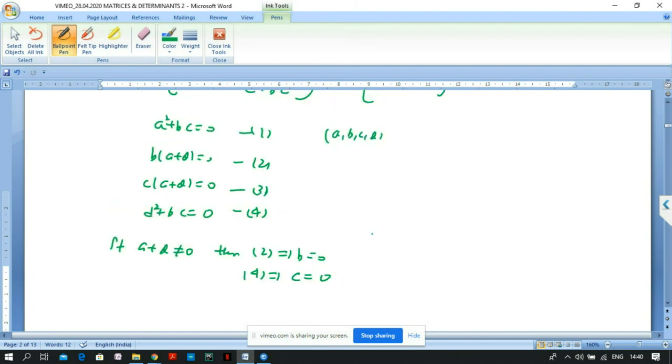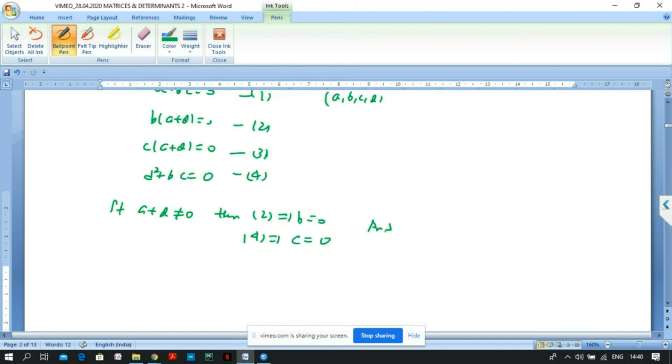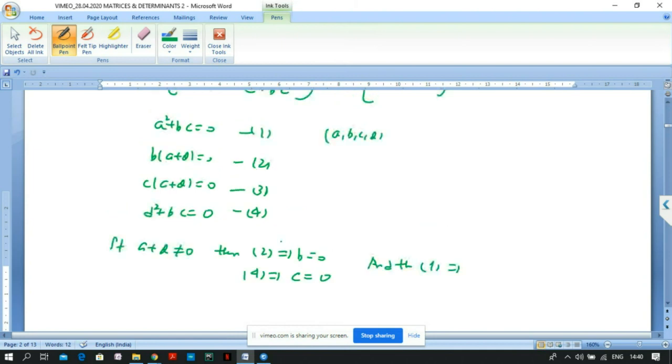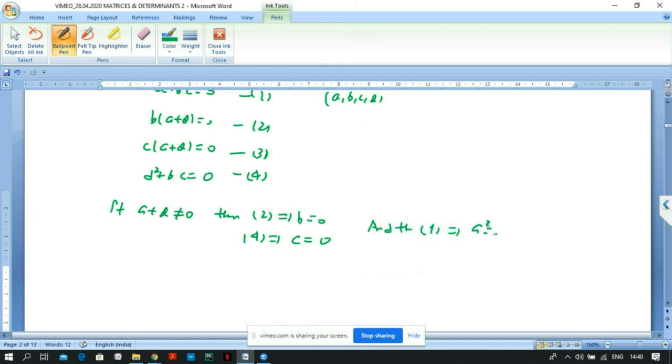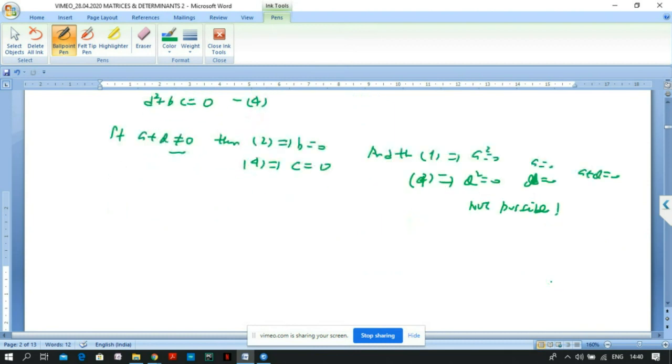Then when you come to n1 and 4, and then 1 implies, because now b is 0, so 1 implies a square is 0, and 4 implies d square is 0. Of course, that gives a is 0 and d is 0, but then a plus d is 0, but we started with a plus d not 0, so this case is not possible. You run into some inconsistency. So the only possibility is that a plus d has to be 0.